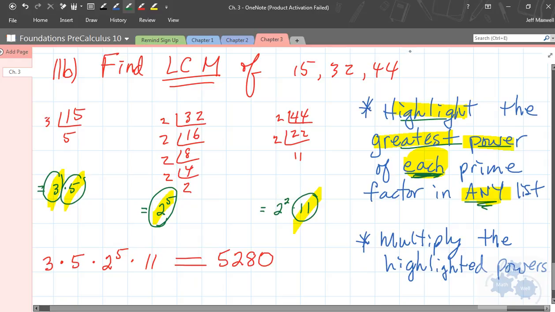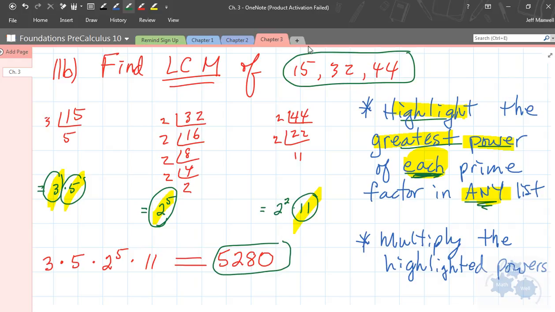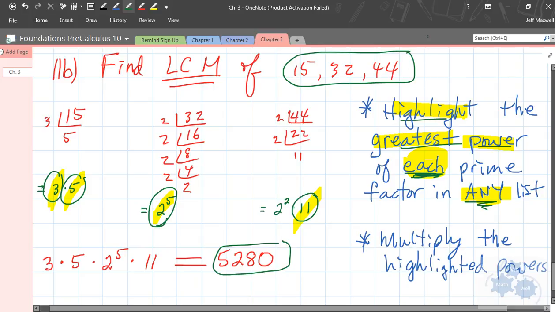of these 3 numbers. And yes, it would take you a very long time to write out the list of multiples, right? 15 times 1, 15 times 2, 15 times 3. Yeah, very long time. You can fill up your whole notebook doing some of these questions. So this is the method here using the greatest powers of any prime factor in any of the lists. And you multiply them together.